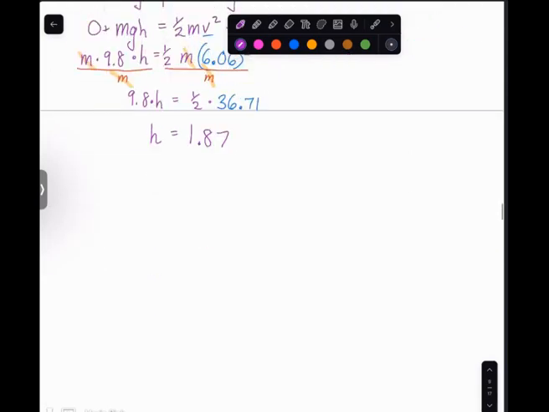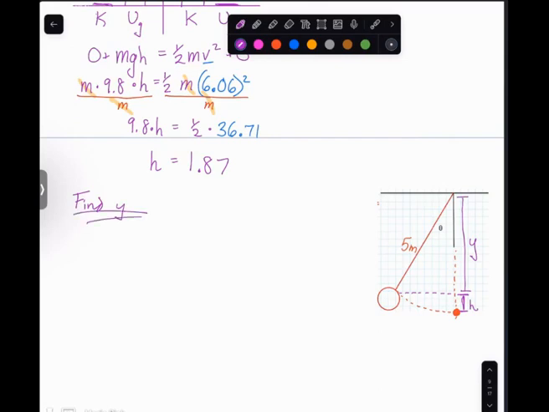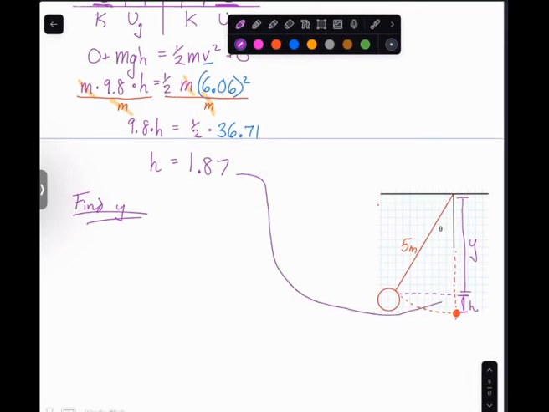And so now if I think about my pendulum again, all right, so now we need to find y so we can get that side of the triangle. So if we know h is 1.87, that's this. So then the whole length is going to be 5 because that's the length of the pendulum. So we'll have 5 is equal to y plus the 1.87. So y then is equal to 3.127.